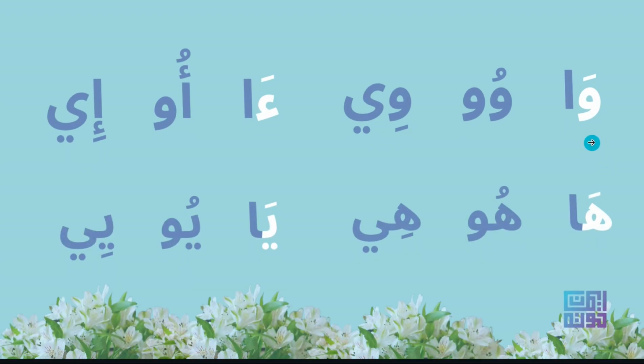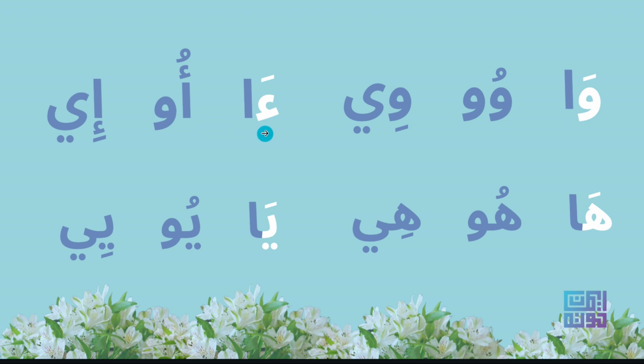This is a waw. Let's read it. Wa, wu, wi. This is letter ha, ha, hu, hi. Get it from the deepest part of the throat and don't get the ha from the chest. Don't say ha, ha. This is not a proper pronunciation. Just get it from the deeper part of the throat, not from the chest. Ha, hu, hi, soft letter.